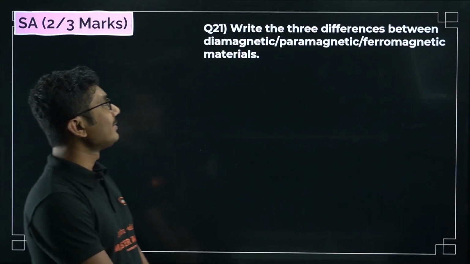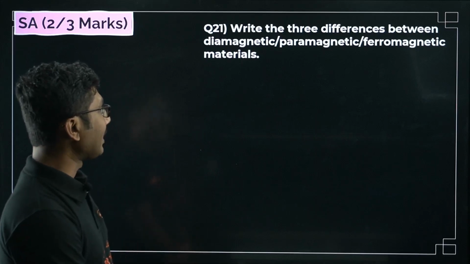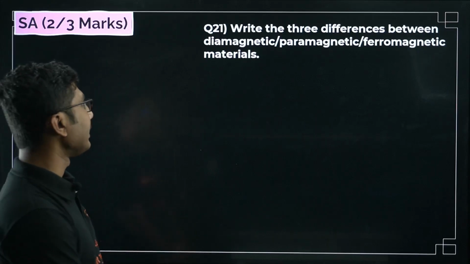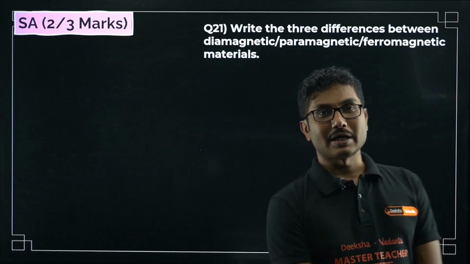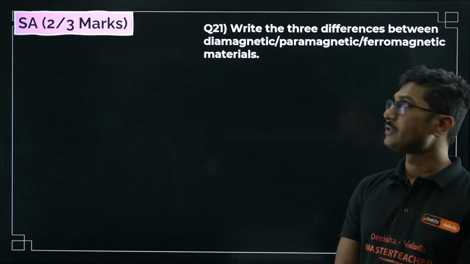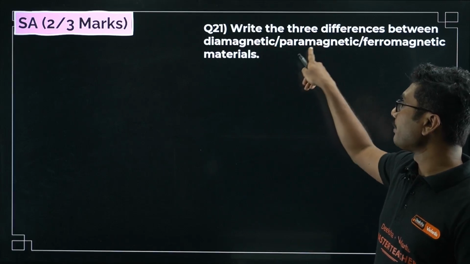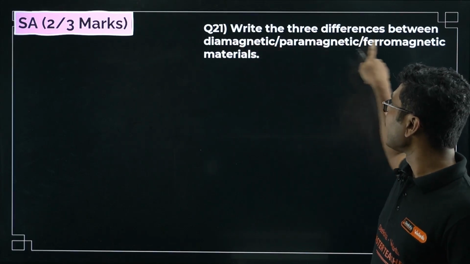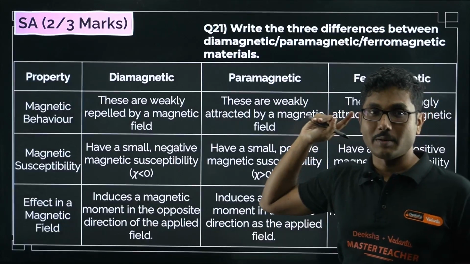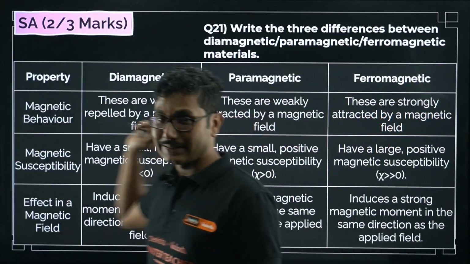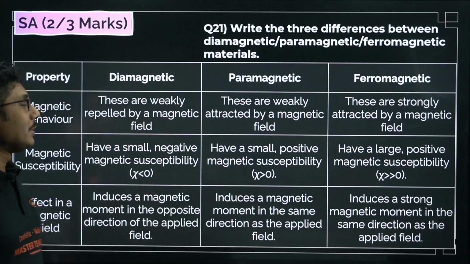Now write the three differences between diamagnetic, paramagnetic and ferromagnetic material. So this is again, as I said, a combined question. There are three different questions possible from this: difference between diamagnetic and paramagnetic, difference between diamagnetic and ferromagnetic, difference between paramagnetic and ferromagnetic. So even though it is given as a single question, you can consider it to be three questions.